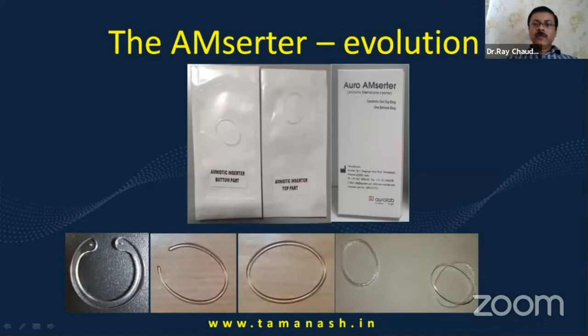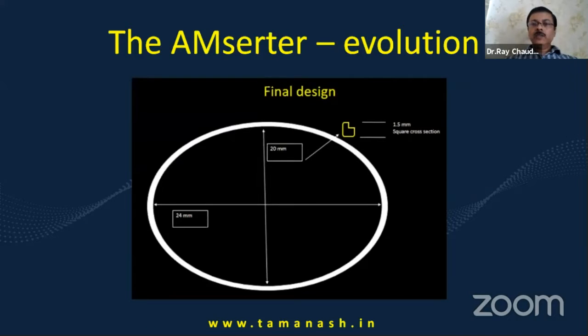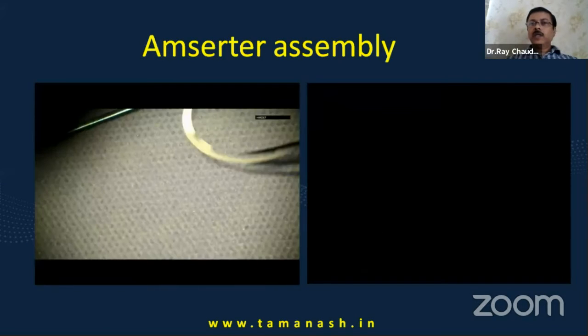So for that we went through certain design evolutions and finally came up with a 2-ring device, a bottom part and a top part, whose assembly and use I will be showing today. So these are the dimensions of the device. It is 24 mm wide and 20 mm in height, elliptical, and there is a notch on the bottom ring. We have only one size, and whatever experience we have had till now, including pediatric cases, we find that this size fits all. So we have not really had the case for developing another size.